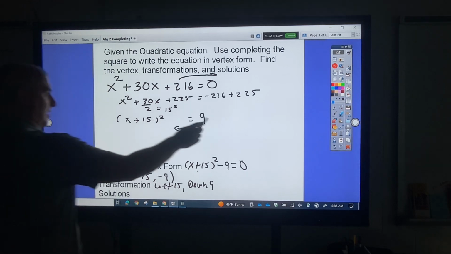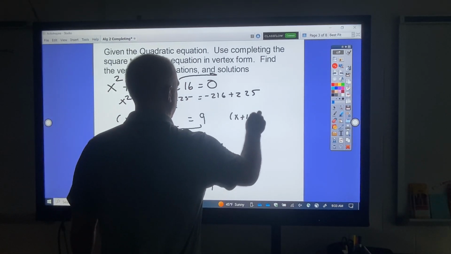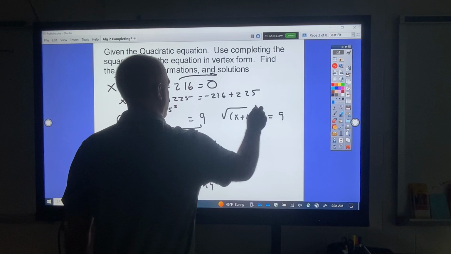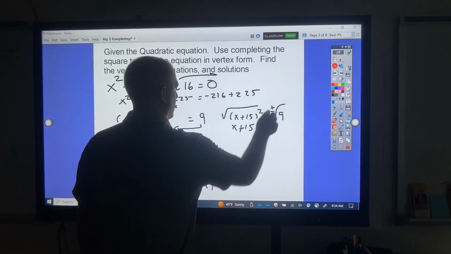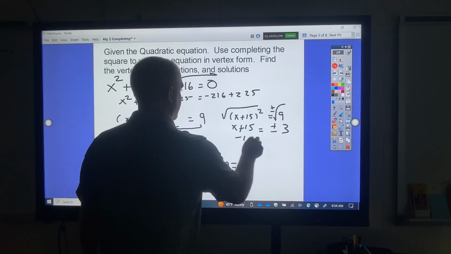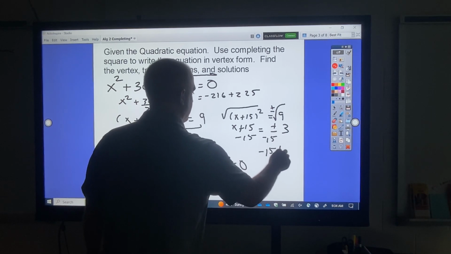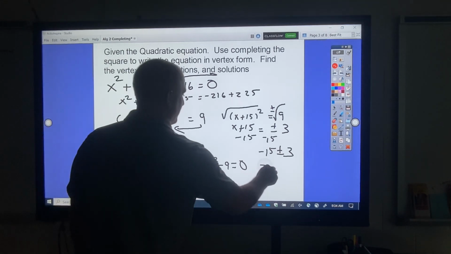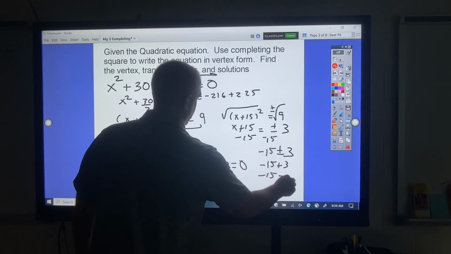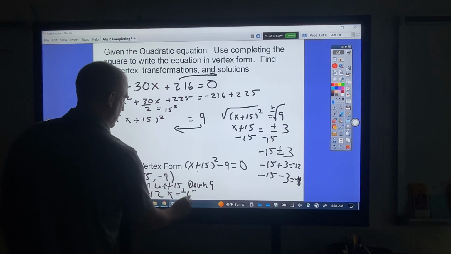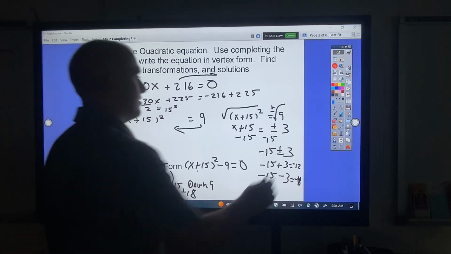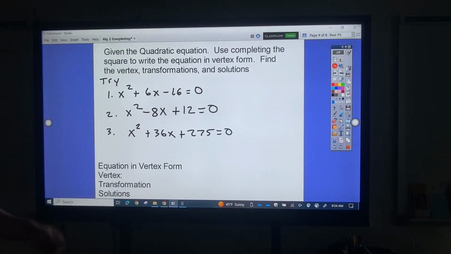For the solutions, I would set this equal, square root, plus and minus. Square root of x plus 15, square root of 9 is plus or minus 3. Subtract 15. I get negative 15 plus or minus 3. So I've got negative 15 plus 3 and negative 15 minus 3. Negative 15 plus 3 would be negative 12. That'd be negative 18. All right, so that's the first part of this. So why don't you guys pause your video and go ahead and do these with the same things.